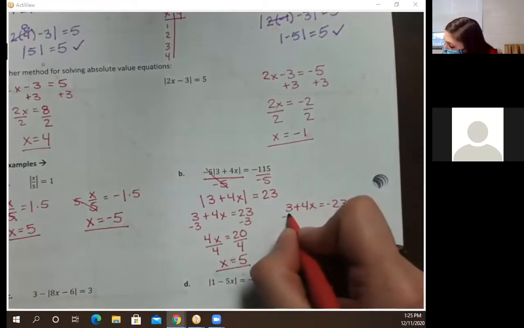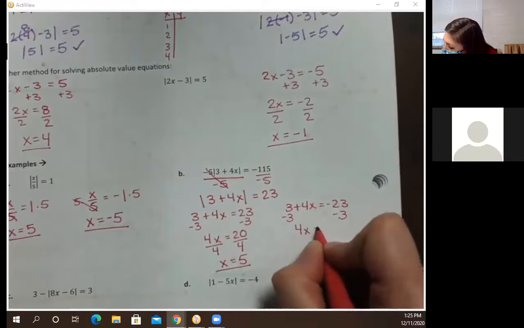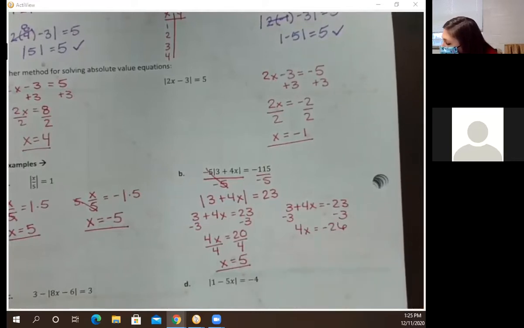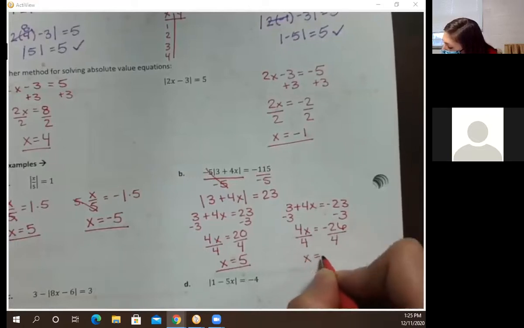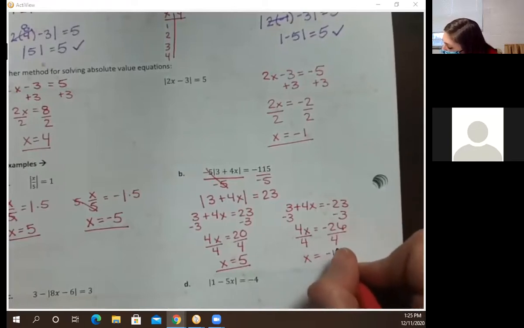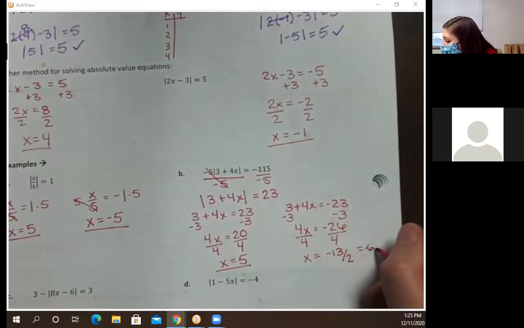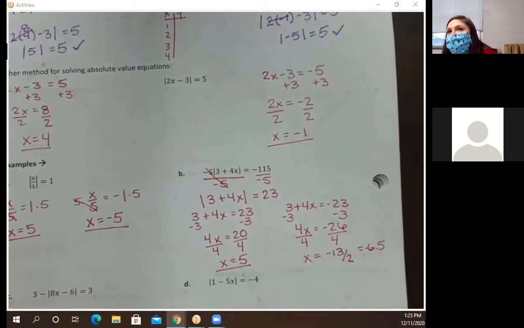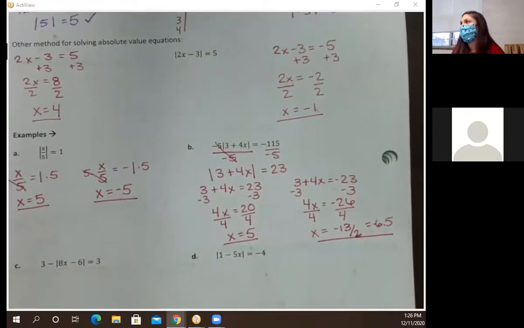For my other equation, same steps. Subtract 3 from both sides and we get 4x equals -26, and then divide both sides by 4. And we get x equals, this doesn't come out to a whole number, but I could reduce since these are both even. That would be negative 13 over 2. Or if you wanted negative 6.5, either of those is fine. So there's our other solution. Questions for me on B?